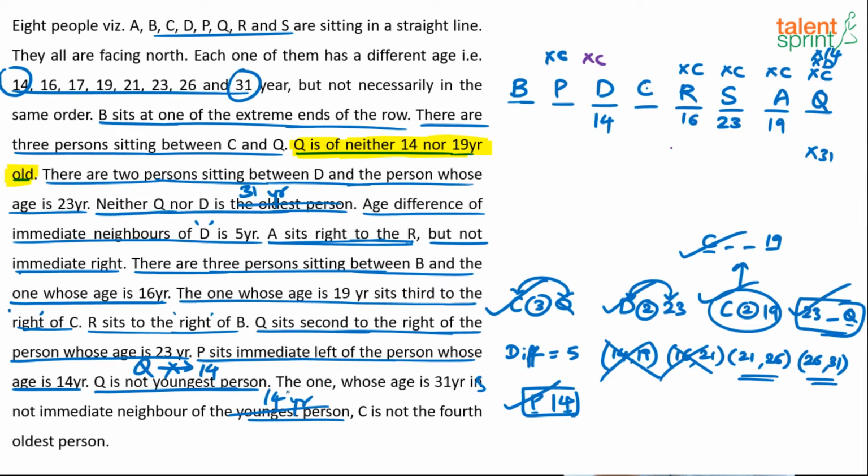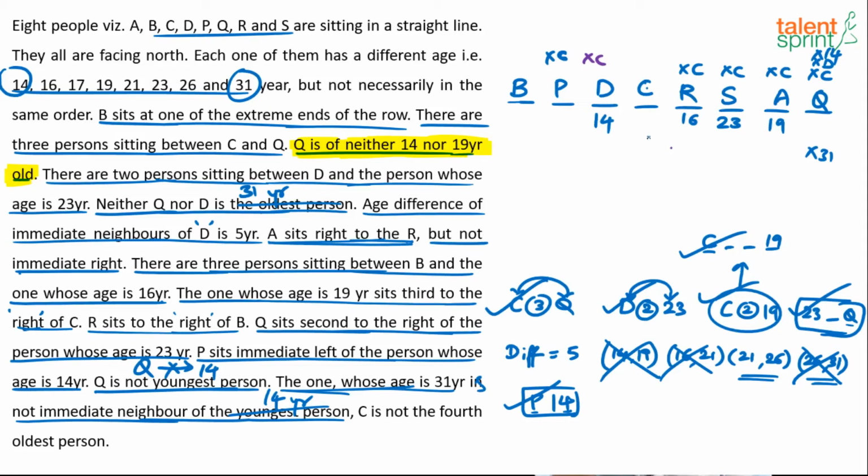The one whose age is 31 years is not an immediate neighbor of 14 years. Oh, simple. This point was very, very useful. So 31 and 14 are not neighbors basically. Which means P and C cannot take 26, 31. Because if you take 31 here, for either P or C, 31 will become a neighbor of 14 in either case. 31, 14 or 14, 31, which is not allowed, right? So 26, 31 is not allowed for P and C.